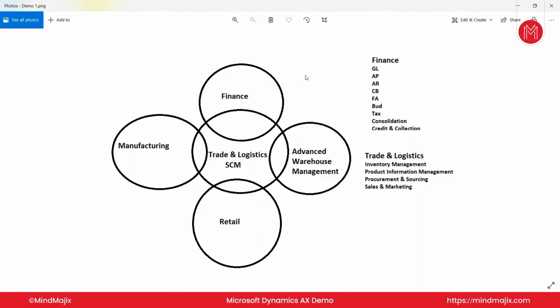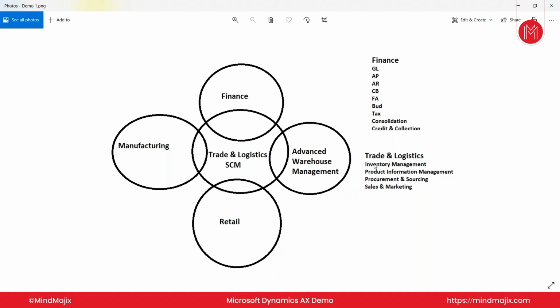In D365 we have different ERP modules. One of them is trade and logistics, also called supply chain management. Another one is the retail section, advanced warehouse management, the finance module, and manufacturing modules. In finance, we have the ERP modules called general ledger, account payable, account receivable, cash and bank management, fixed asset, budget, tax, consolidation, credit and collection.